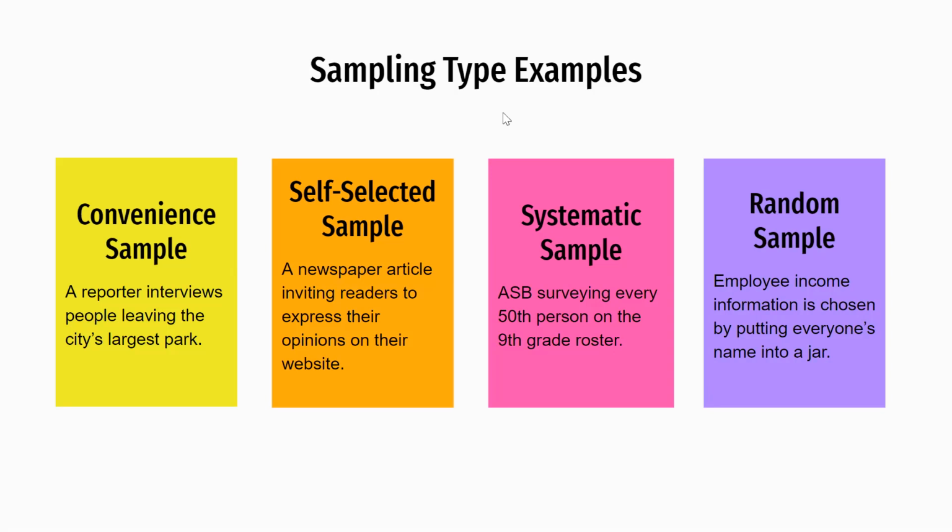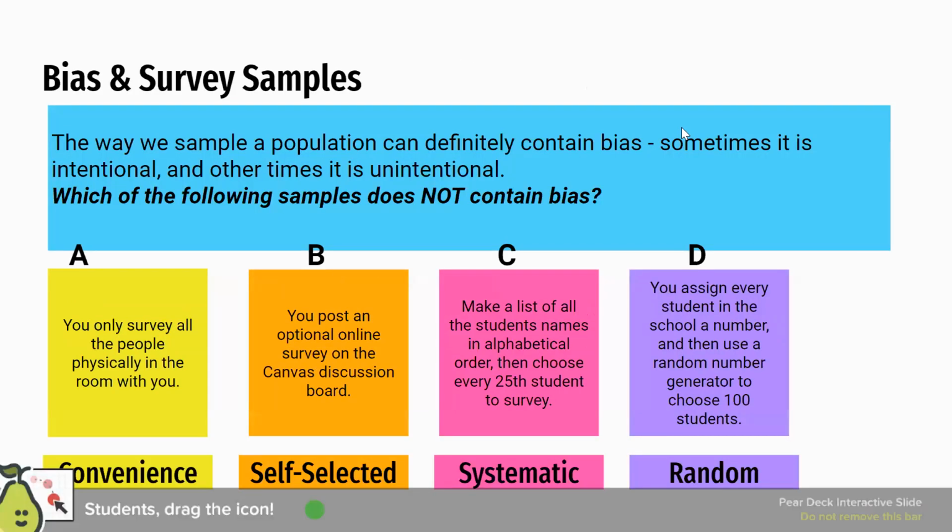A systematic sample could be ASB conducting a survey out here for us and asking every 5th person on the 9th grade roster. That would be a systematic sample. And a random sample would be, say, all of the employees' information, all of their income specifically. Everyone has their income put on a little piece of paper and put into a jar, and then they shake it up, and then we randomly pull little pieces of paper out of there. That would be a random sample of income of employees.